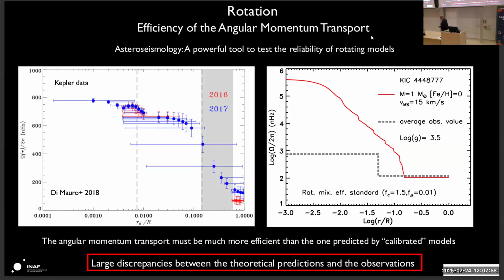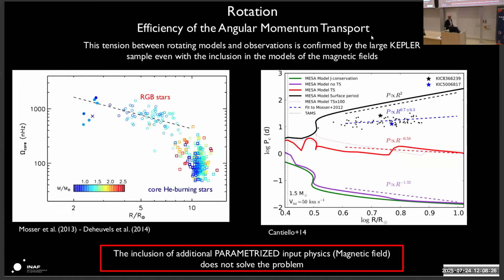We have a strong tool to check the way in which we treat rotation, and this is asteroseismology. Kepler provided the internal rotational velocities for a number of red giant stars, and with the best that we can do now, we are not able to reproduce the internal profile of the angular velocity of these stars. The situation does not change even if we include the magnetic field. Still, we are far from the observations.